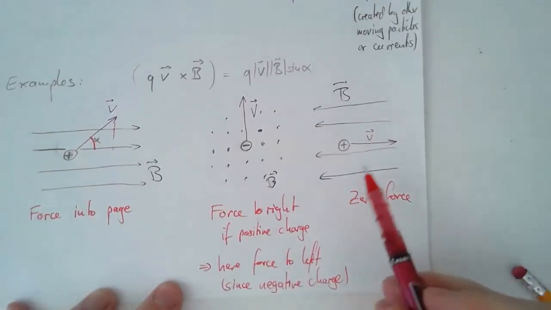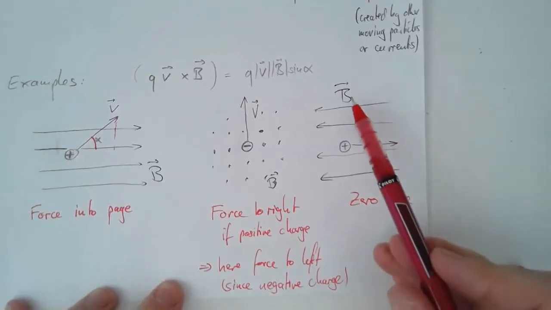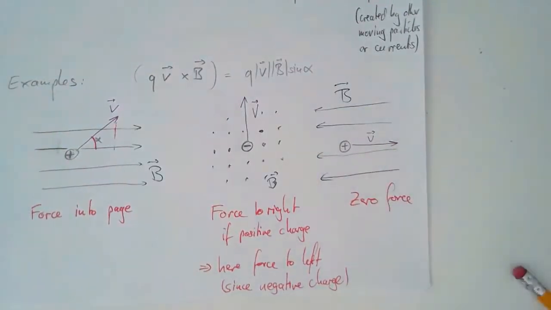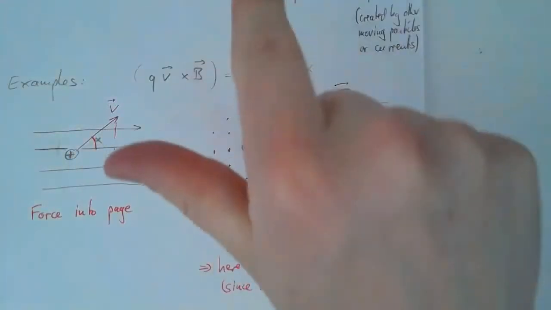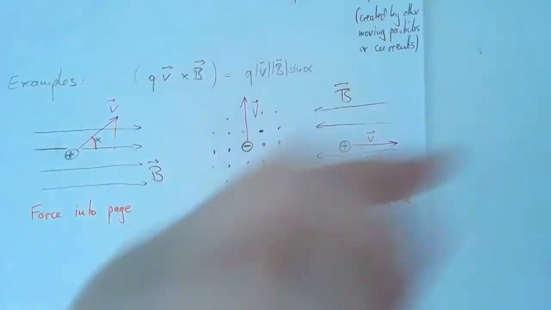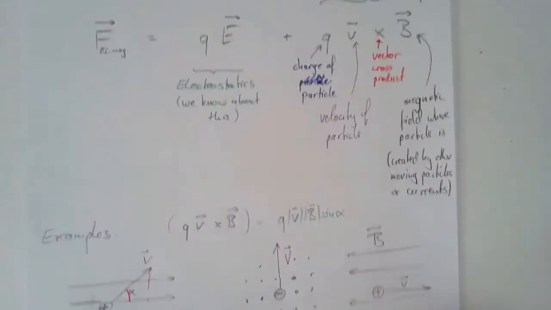So there's 0 force if the velocity is in the same direction as the magnetic field, or just the opposite direction. Of course, the magnitude is the easy part in a way. It's easy to work out how strong the force is. The hard part is the directions and turning your hand in awkward ways. Alright, let's keep going.